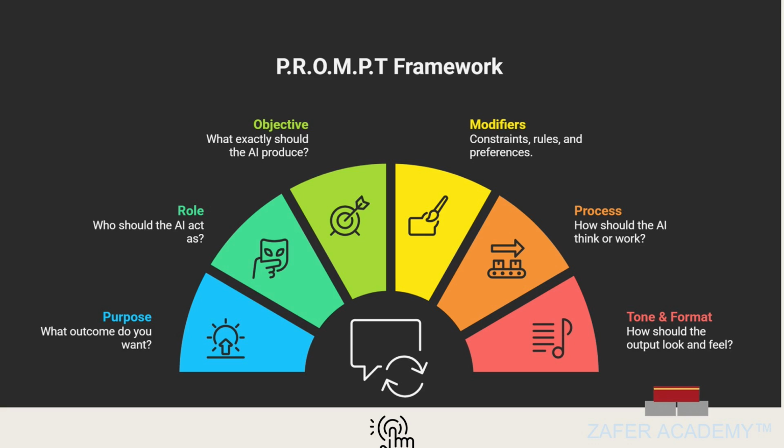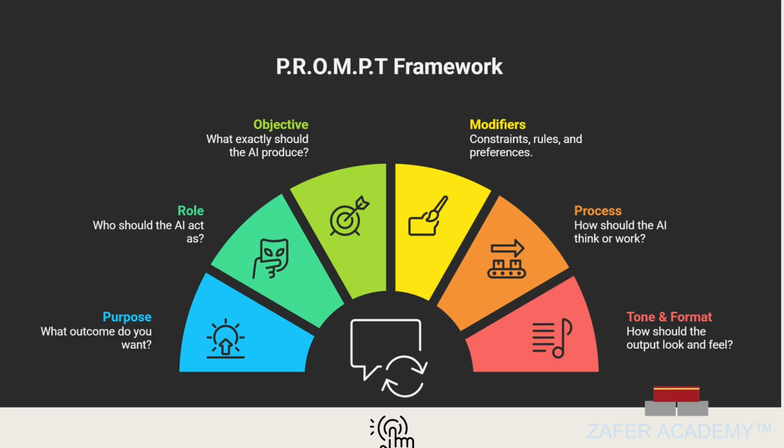Role. Who should AI act as? We've talked about personas and why they're important. AI needs to use personas in most cases to be able to better serve you, right? So you need to be able to define what role AI needs to play in order to be able to better serve you, in order to be able to better answer your prompt, and give you the most suitable response.